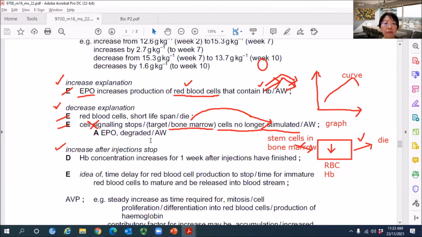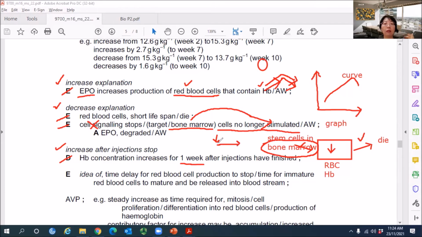Okay, so let's look at the mark scheme. Increase after injection stops. Hemoglobin concentration increases for 1 week after injection has finished. That means after we inject the EPO, it will take some time for the cells to be produced. So it looks like it's 1 week, right? It will be effective for 1 week. That means the bone marrow cells will be stimulated to produce red blood cells for 1 week. So that's why the red blood cell numbers will continue to increase for 1 week, even after injection.